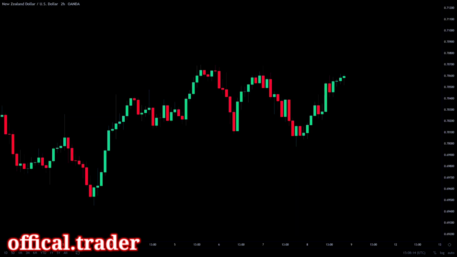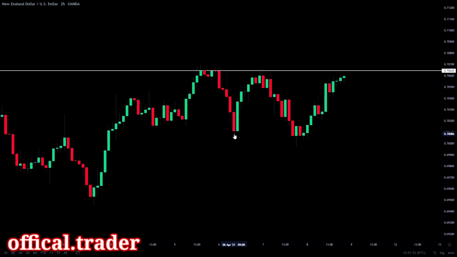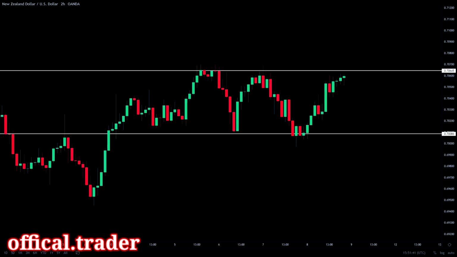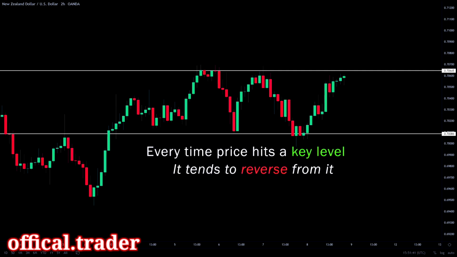So here, we can see that at first, the price was in a small uptrend before it started moving sideways. And so we can draw a level of resistance above and a level of support below here. Now, if you look closely, you'll actually notice a pattern. Every time price hits a key level, it tends to reverse from it. As you can see, price went down, hits the key level, and reverses upwards. Again, it went down, hits the key level, and reverses upwards.